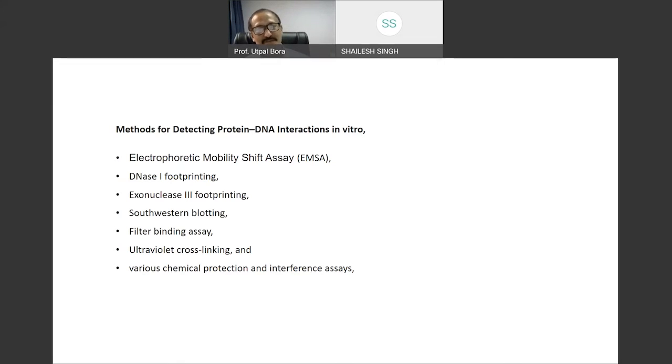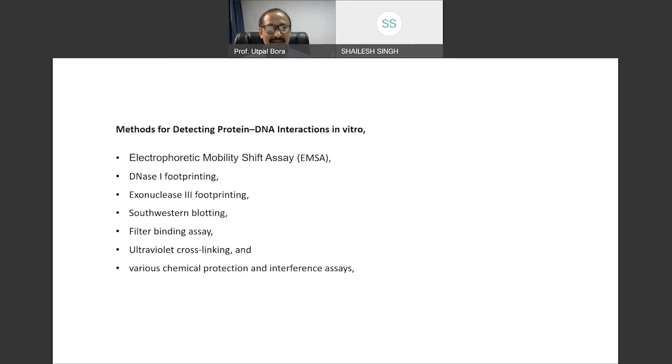DNase I footprinting is basically a very interesting technique. If the protein binds to a particular DNA sequence, that sequence will be hidden from the nucleases, and the nucleases will not be able to attack it. So you have an assay system through which you can find out to which particular sequence this DNA binding protein is binding.